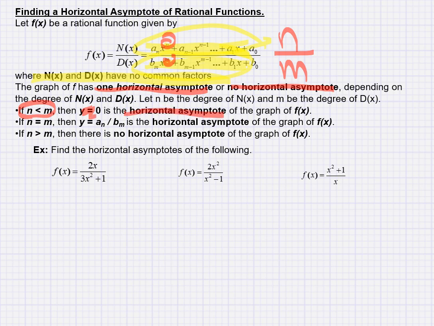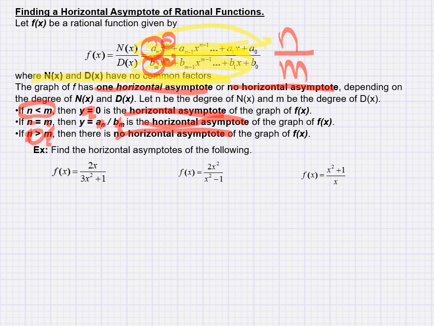If the degrees are the same, we divide what's called the leading coefficients. So whatever number is in front of that highest power variable, those get divided, and y equals that value is your horizontal asymptote. And if the degree of the numerator is bigger than the denominator, there is no horizontal asymptote. So I give you those three examples right here.